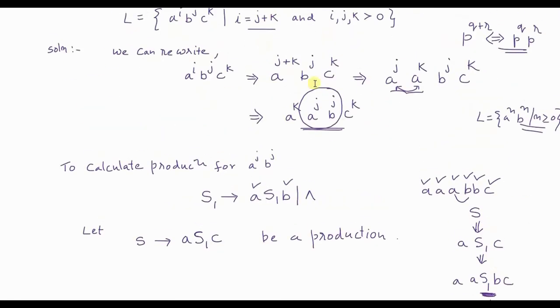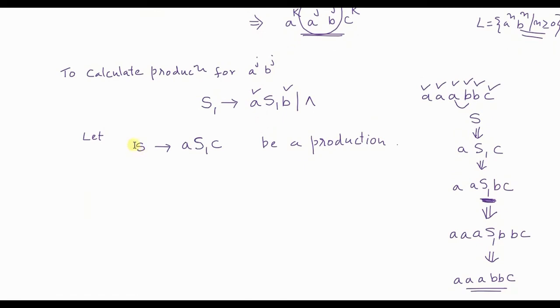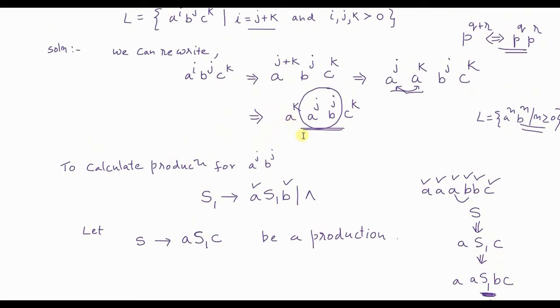But outside this, who will take care of equal number of A's and C's? That's why I wrote another production called S. The S production replaces itself with S1 AC. So S1 will take care of the number of A's and B's being equal, and outside there is one A and one C that will take care of A and C.